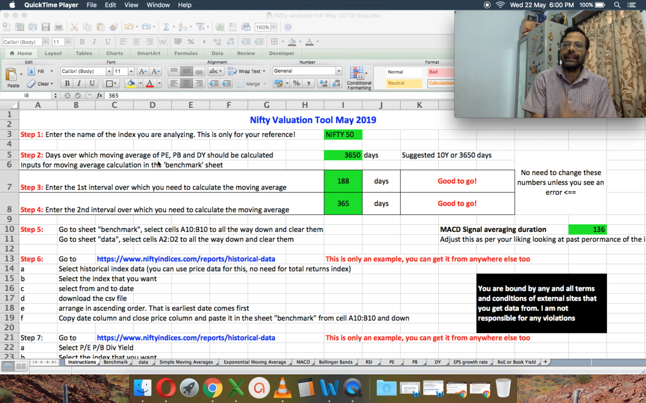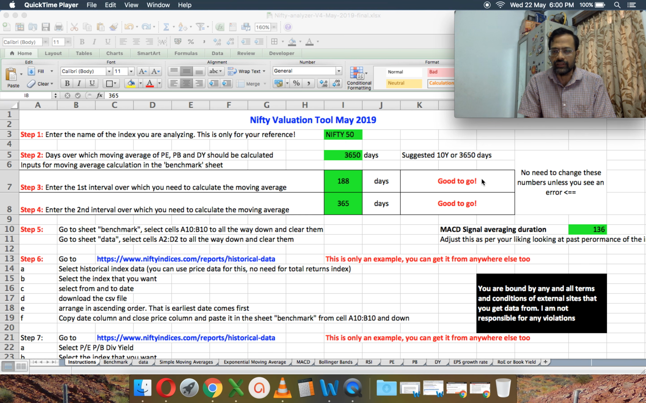Once you get the data into the sheet, the instructions are very clear. I don't want to waste the video on how to do it. It's very simple. Anybody can do it. Once you paste the data onto the benchmark sheet and the data sheet, you'll have to come back and check steps 3 and 4.